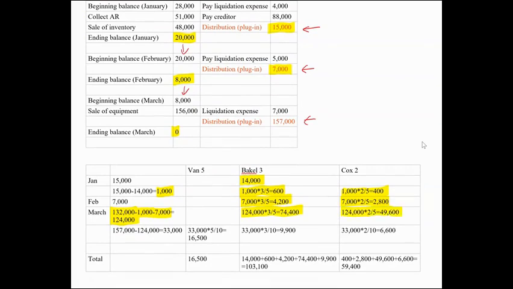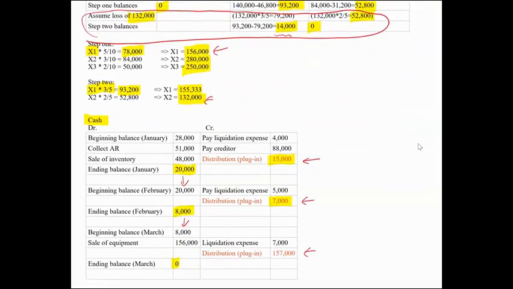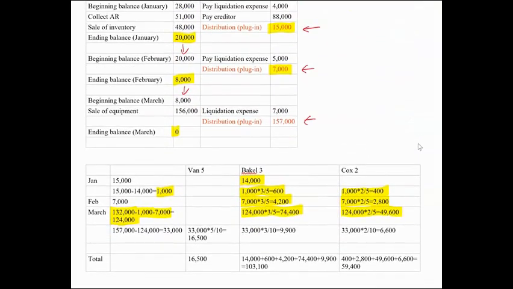Okay, so after we complete this step 2 allocation, there will be something available for Van. The total available for Van is the total amount available in March minus the total amount we just used, which is 124,000. So there is 33,000 that can be allocated among the three partners. Van is going to get 50%, Baco gets 30%, and Cox gets 20%.